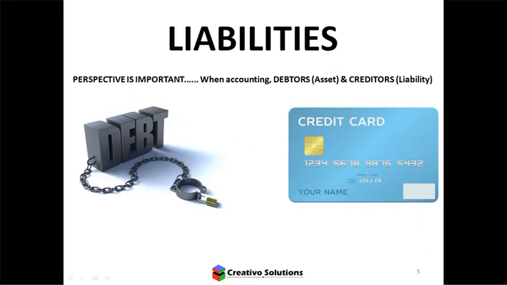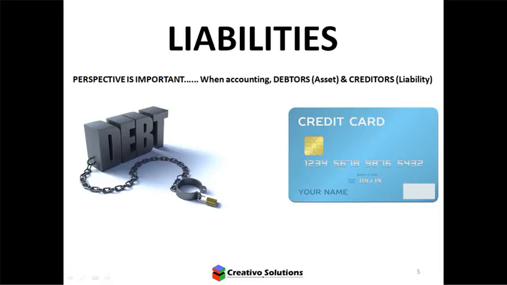Now we have a slide here looking at perspective. Perspective is very important, especially when we are looking at accounting. We know debt is a bad word and credit is a good word. So when looking at debtors and creditors, we know now that a debtor would be someone who has bought goods on credit from the business. So from the business's point of view, a debtor is someone who owes the business. And that's great. Why? Because it's a resource you control that will give rise to future inflow of economic benefits.